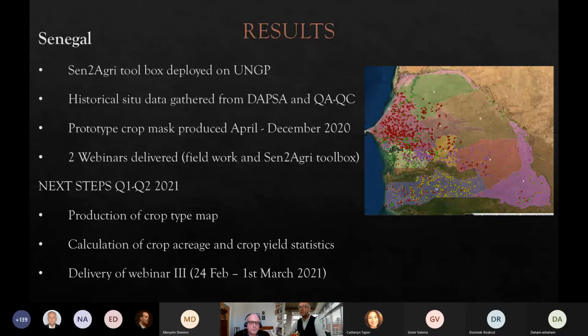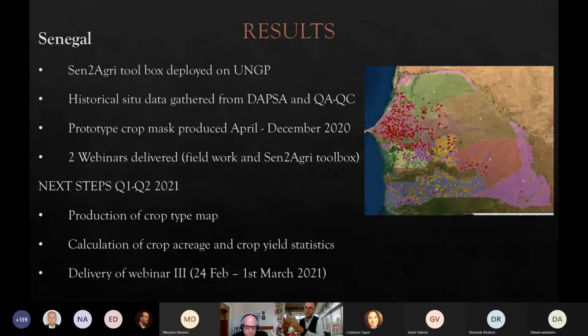So results, I'd like to just provide a small overview of what has been reached so far. As for Senegal, the Cent2Agri toolbox has been successfully deployed on the UN platform. Historical in situ data has been gathered from the DAPSA and has been cleaned. A prototype crop mask has already been produced for the period April through December 2020. And two webinars have been delivered, one on the field work and another one on the Cent2Agri toolbox.